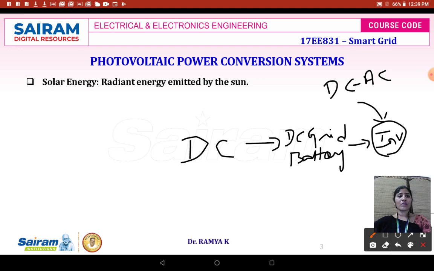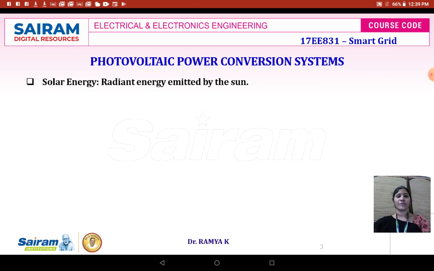But what is the amount of power that we are drawing from the solar? We have to see the basics of solar energy. Solar energy is nothing but the radiant energy emitted by the sun. And from the sun, not only radiant energy is emitted, but also some radiations like UV radiation, infrared radiation, and visible light.